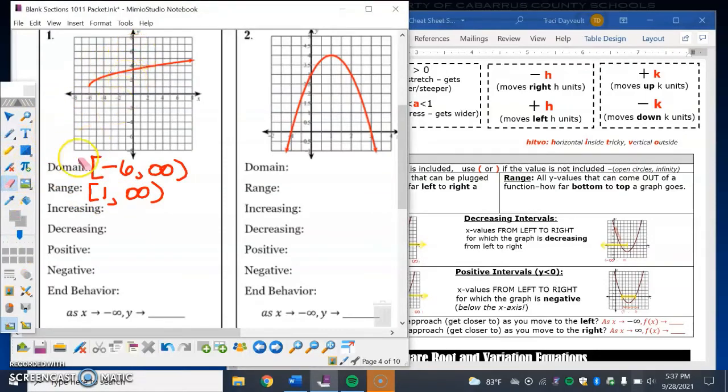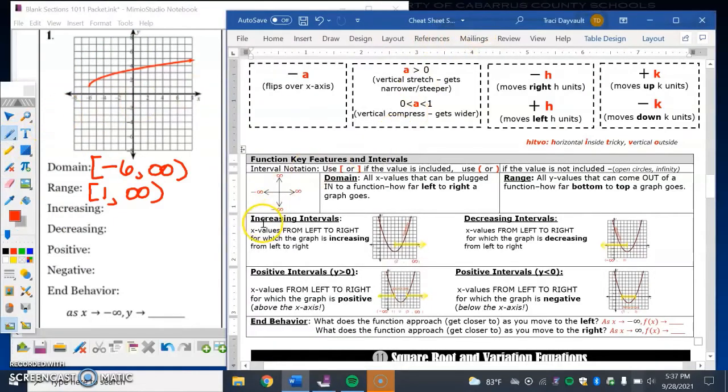Something new we're going to talk about is increasing and decreasing. Intervals where the function is increasing talk about literally when the graph is going upwards as you move from left to right, and decreasing is talking about when the graph is going downwards as you move from left to right. And the thing with these intervals is you're always going to tell the x values.